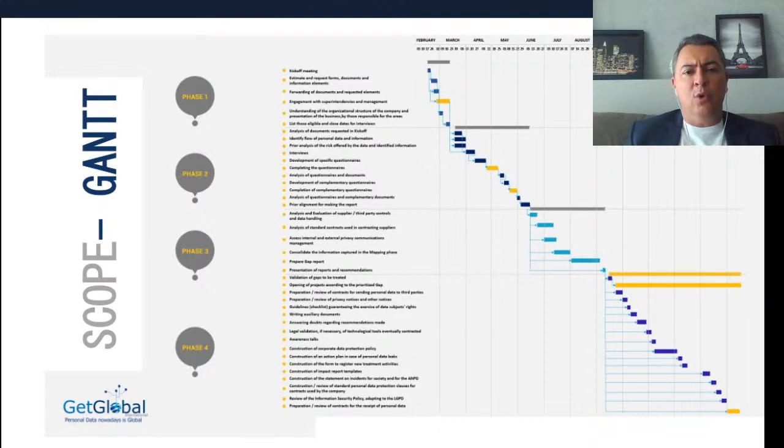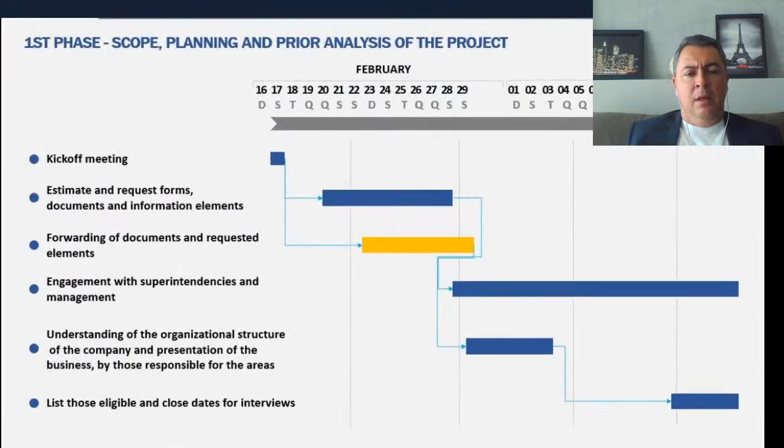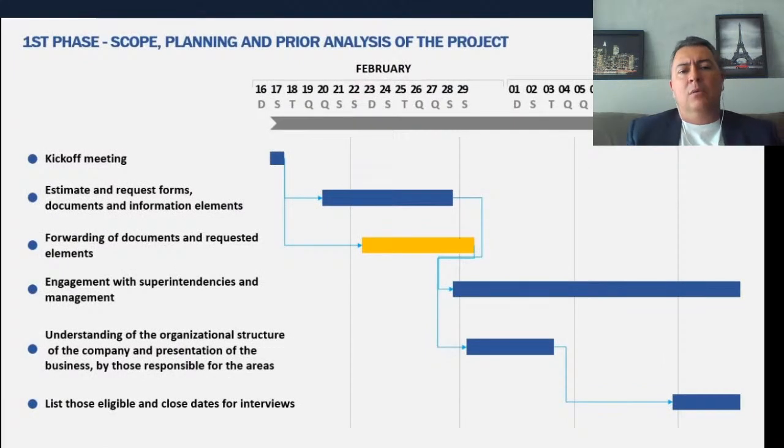And that's pretty much what we are going to talk about today. Okay, we are going to give you an overview of a data privacy management program in each phase of this program. During phase number 1, we pretty much have to take care of the scope of the project.